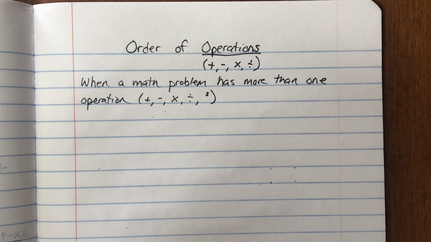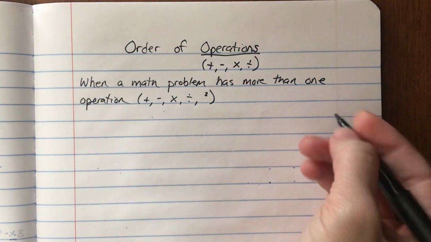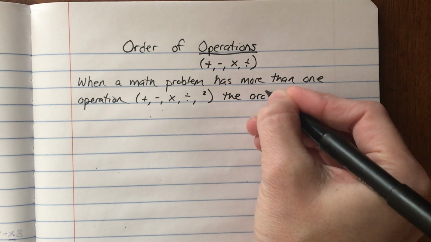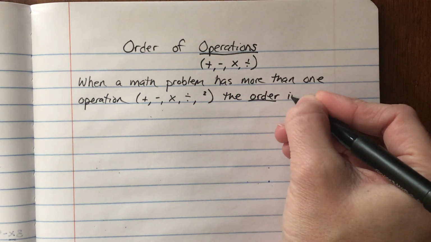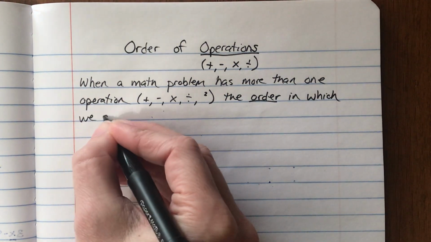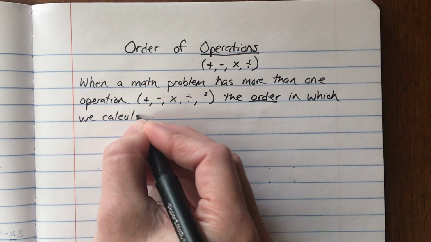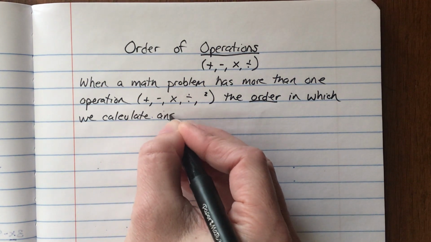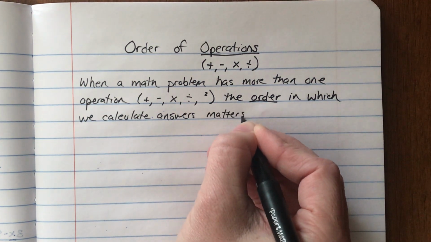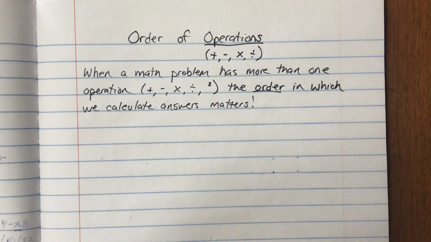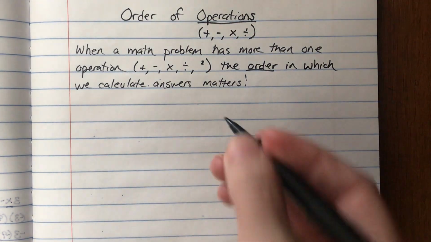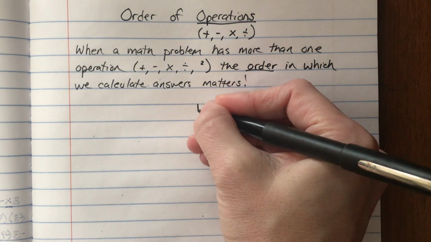But when a math problem has more than one operation, the order in which we calculate answers matters. The order in which we calculate answers matters. So let me just show you a quick example. I'm going to tell you a quick little story.